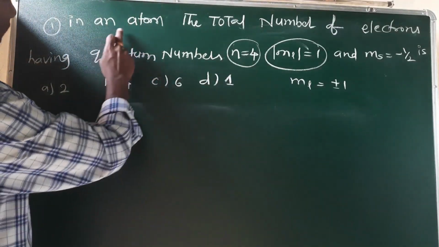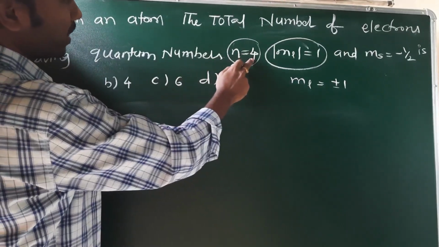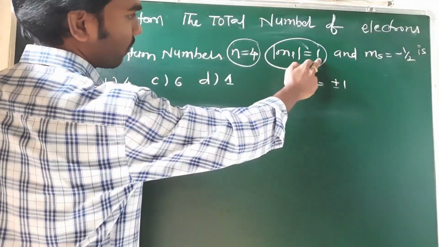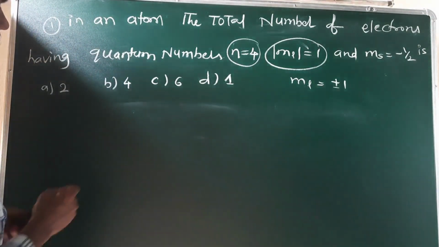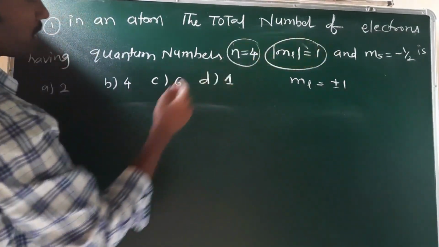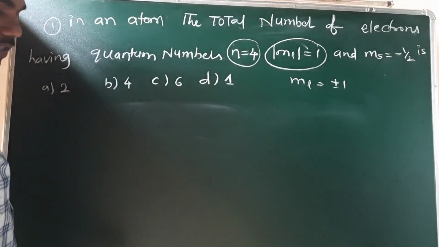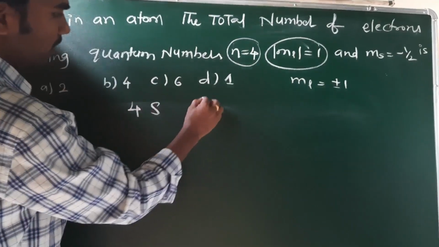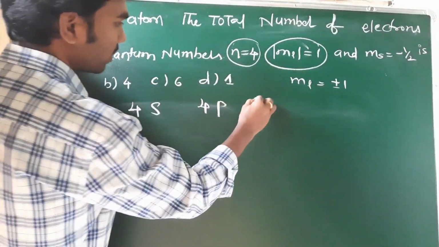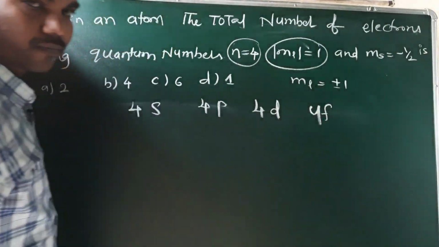So here, first question: in an atom, the total number of electrons having quantum numbers n is equal to 4, ml is equal to 1 and ms is equal to minus half. So with n is equal to 4, first we check how many orbitals are possible, then we calculate the total number of electrons. With n is equal to 4, there is a chance for 4s orbital, 4p orbital, 4d orbital, and 4f orbital, right?